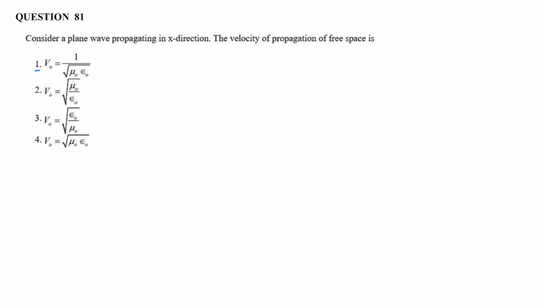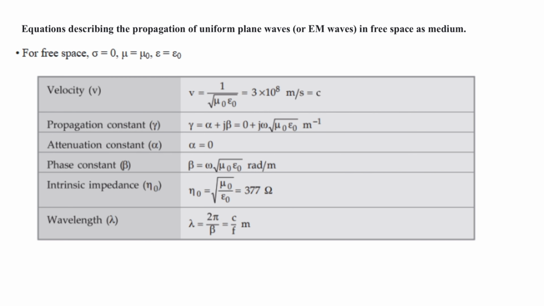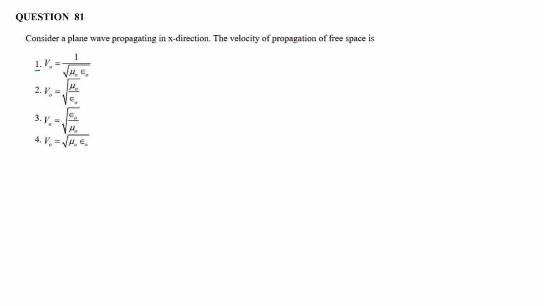Question number 81. It is related to a plane wave propagating in x direction. The velocity of a plane wave propagating in any direction is given by velocity v is equal to 1 by square root of mu epsilon, that is omega by beta. Propagation constant gamma is alpha plus j beta, where alpha is the attenuation constant, beta is the phase constant, eta is the intrinsic impedance, lambda is the wavelength, that is 2 pi by beta. In case of free space, velocity v is equal to 1 by square root of mu naught epsilon naught.